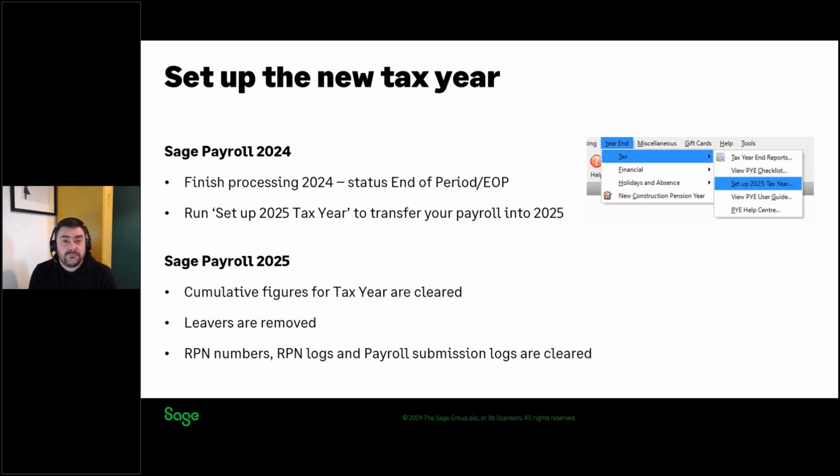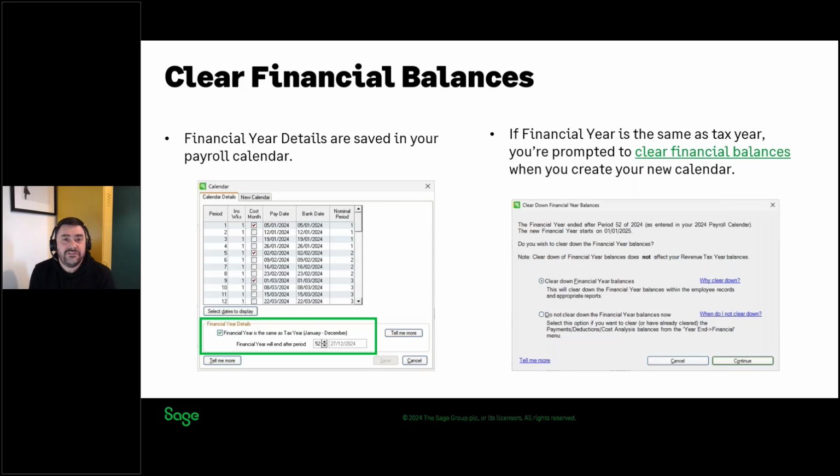So our next step will be to set up our calendar for 2025. And as part of this step, if you set your financial year to align to the tax year, so if you have a financial year that runs January to December, you will also be prompted to clear your financial balances. Now, the financial year details are saved in your current payroll calendar, so you can check this in 2024 just by going to company payroll and then calendar.